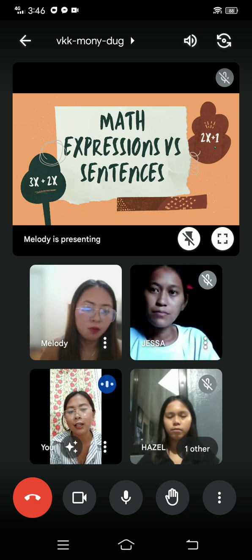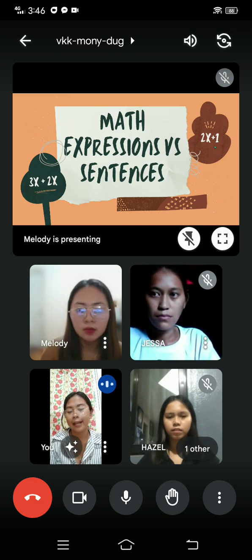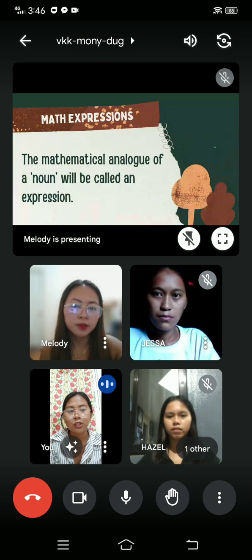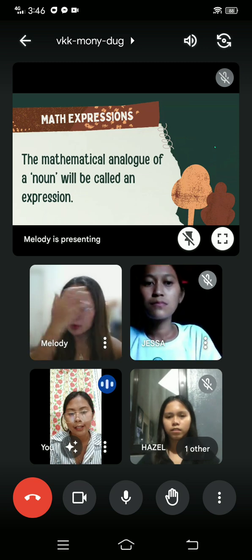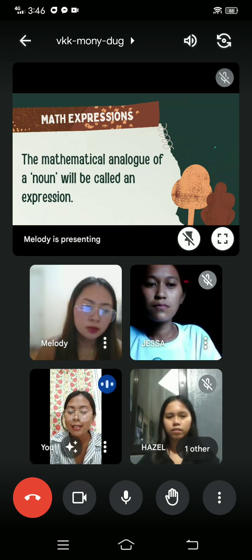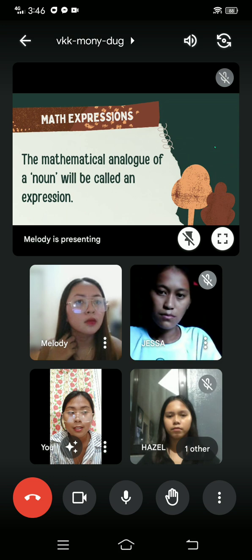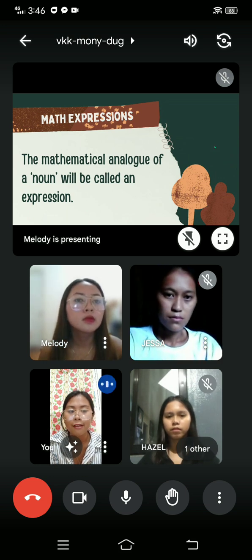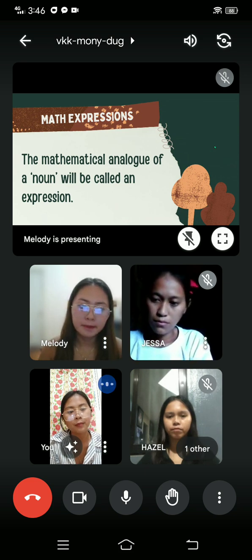As I've said earlier, an expression is the mathematical analog of an English noun. It is a correct arrangement of mathematical symbols used to represent a mathematical object of interest. An expression does not state a complete thought. In particular, it does not make sense to ask if an expression is true or false.